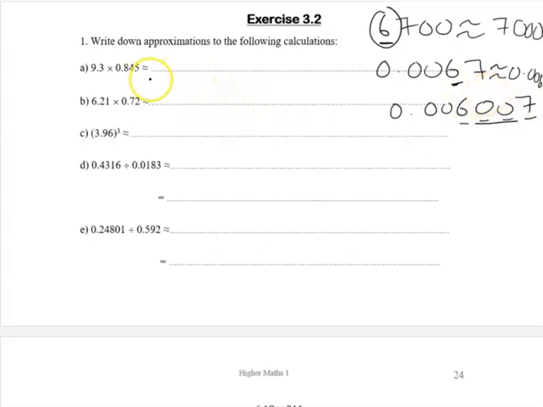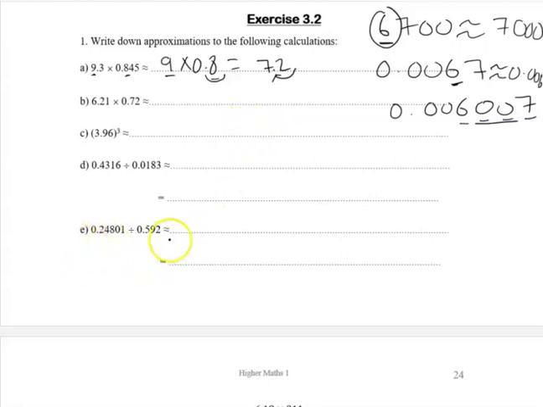So the first question is going to be 9.3 times 0.845. Now the 9 is the first significant figure, and then you have the 8 here as the first significant figure for the second number. So 9.3 is going to get rounded to 9, multiplied by 0.8. Now we do 9 times 8, which is 72. Carry the decimal place. And you get 7.2.